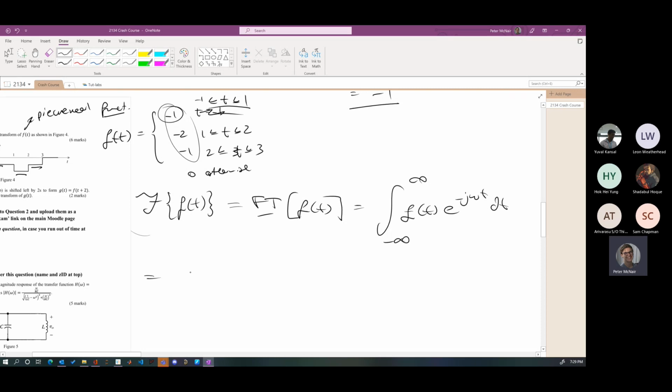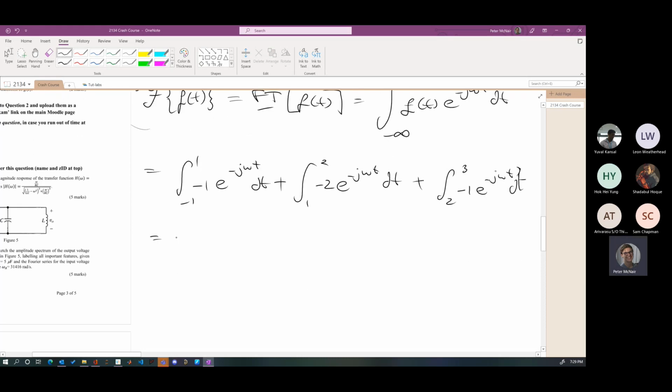So this is just equal to a sum: the integral from -1 to 1 of -1 e to the minus j omega t, plus the integral. So we don't need these whole infinities, right? It's 0 pretty much everywhere else. The integral from 1 to 2 of -2 e to the minus j omega t dt. Sorry, I forgot dt. Plus the integral from 2 to 3 of -1 e to the minus j omega t dt.